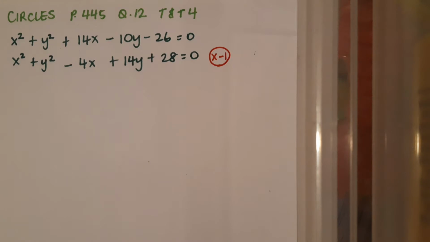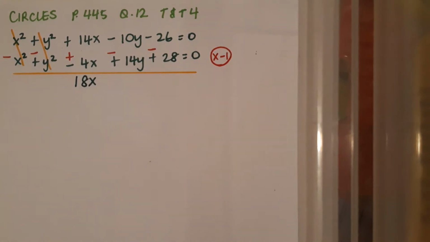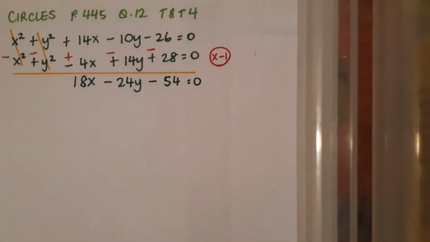So I'll times one of the circles by -1. It doesn't matter which one. And then I'll be able to cancel off. So the x squareds and y squareds are gone. And then I'll put 14x plus 4x, making 18x, minus 10y minus 14y gives minus 24y, and finally minus 26 minus 28 is minus 54, and I've got equals 0 on the end.